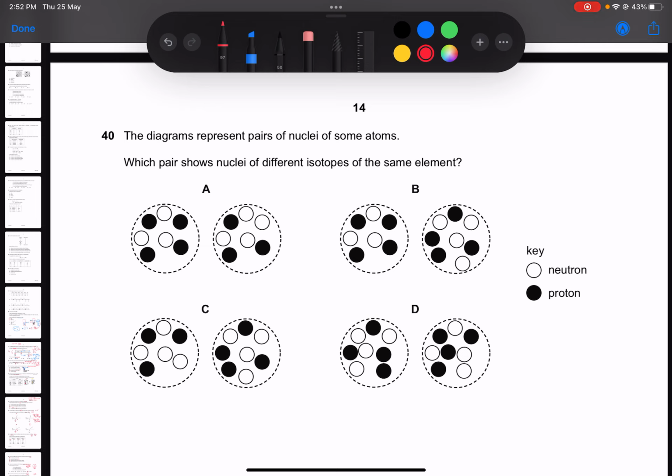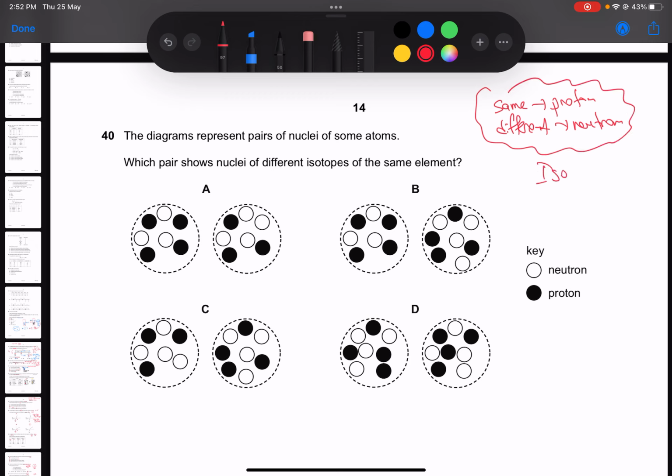Question number 40. The diagram represents pairs of nuclei of some atoms. Which pair shows nuclei of different isotopes of the same element? Same element isotopes, what are they? Let's remember, what is an isotope? Isotope is going to be same proton number, same proton, different neutron number. So this is going to be isotope, guys.